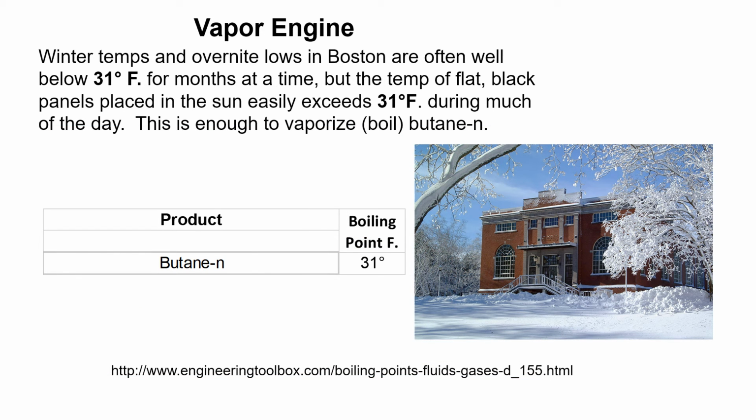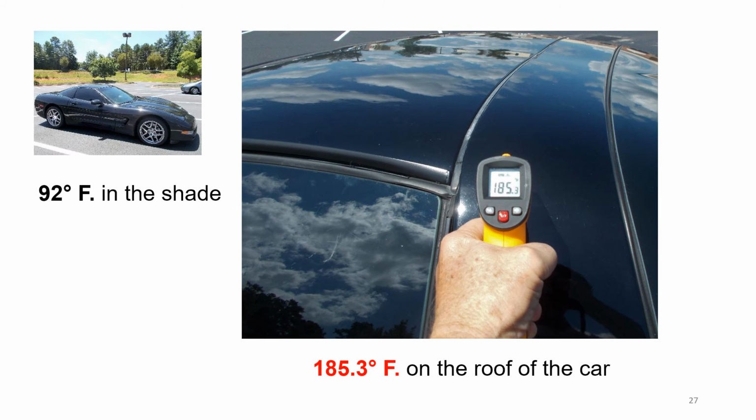Winter temperatures and overnight lows in Boston are often well below 31 degrees Fahrenheit for months at a time, but the temperature of flat, black panels placed in the sun easily exceeds 31 degrees during much of the day. This is enough to vaporize or boil butane. Here's a black Corvette parked in the full sun, 92 degrees in the shade, but 185.3 on the roof of the car. This is very close to the boiling point of water.